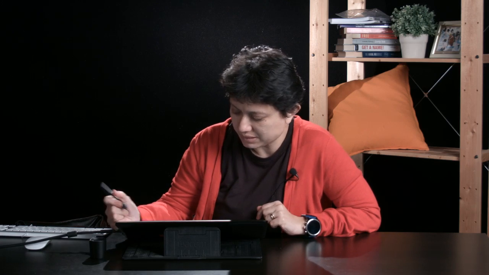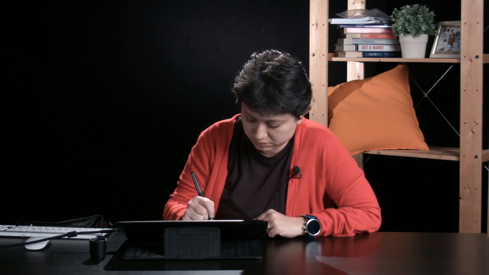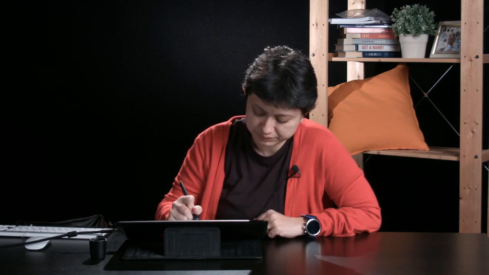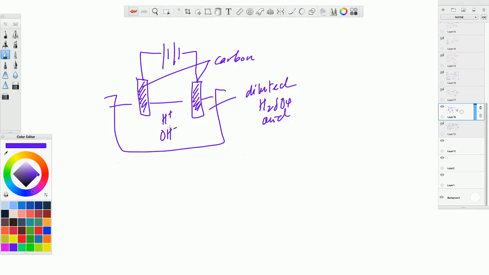Okay? For example, if you have an electrolytic cell, and you put carbon electrodes, for example. Okay, we give a simple electrolysis. Electrolysis of diluted sulfuric acid. Okay, so inside here you got hydrogen, you got hydroxide ion. That's going to be discharged. So hydroxide ions discharge at the anode, hydrogen ion discharge at the cathode.